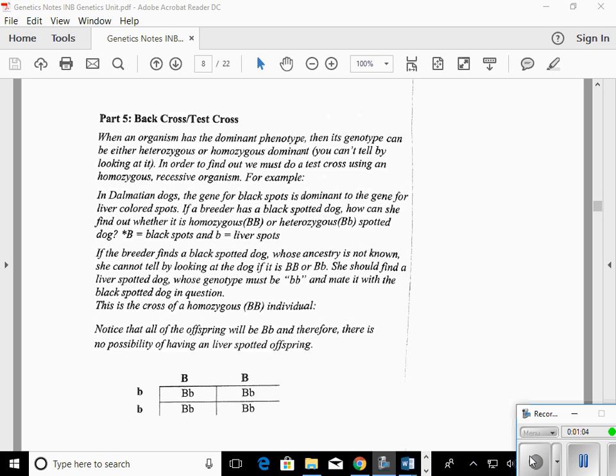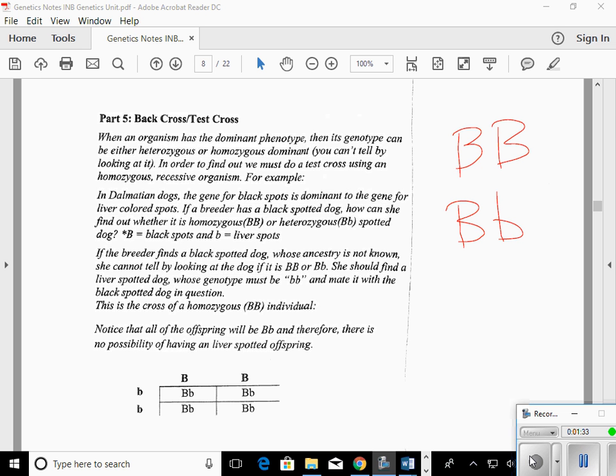For example, we've been talking about brown eyes and blue eyes. Well, if something has brown eyes, it's either capital B, capital B, or capital B, lowercase b. If you and I are just looking at someone that has brown eyes, can we tell which one it is? No, we cannot. So this is where we have to do a test cross.